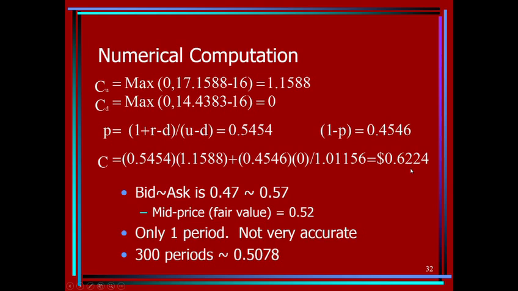Again P CU plus 1 minus P CD gives you 62 cents. Now in last week's slide, we saw that the bid-ask spread was 47 and 57. So if you take the middle ground, it's 52 cents. So we're actually 10 cents out of the bid-ask spread, right? That's not very good, because if you're out of the bid-ask spread, you can't trade. Nobody's willing to buy from you or sell to you.